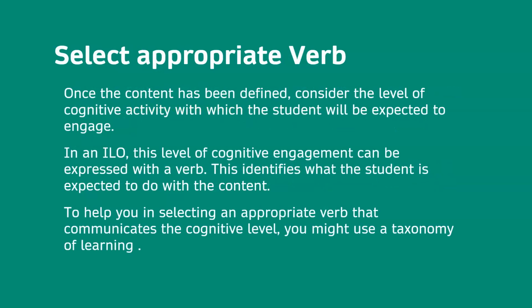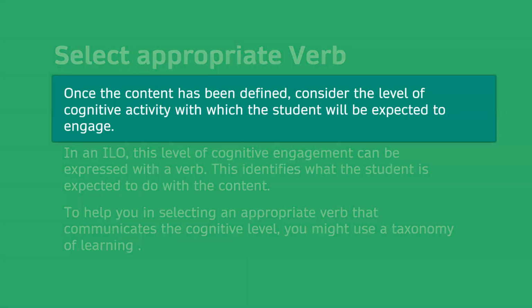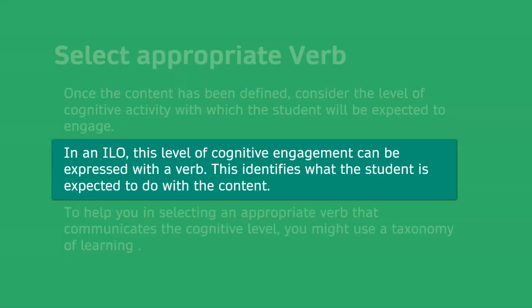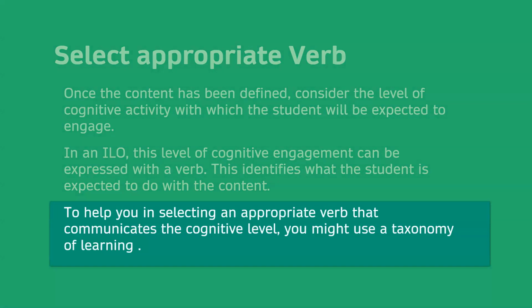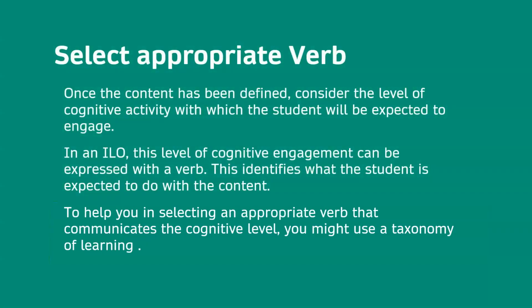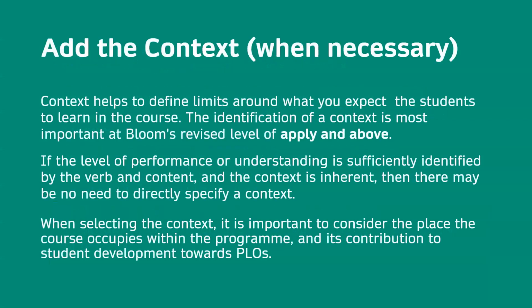Once the content has been defined, you need to consider the level of cognitive activity with which the student will be expected to engage, and then decide on the most appropriate action verb that matches well with the purpose and the content. To help you in selecting an appropriate verb that communicates the cognitive level, you might use a taxonomy of learning. Next, you need to think of the context that helps to define limits around what you expect the students to learn in the course. The identification of a context is most important at the level of apply and above in the revised Bloom's taxonomy.